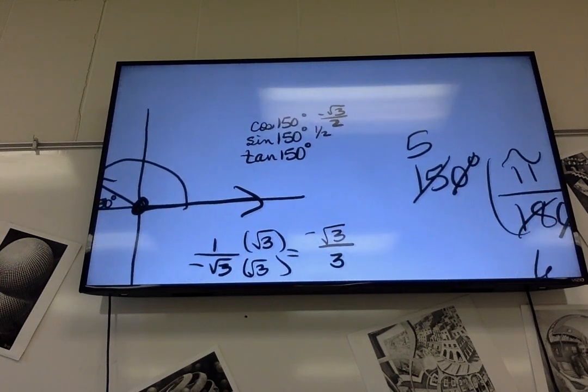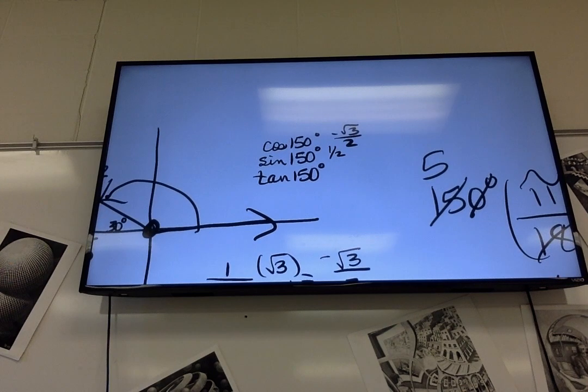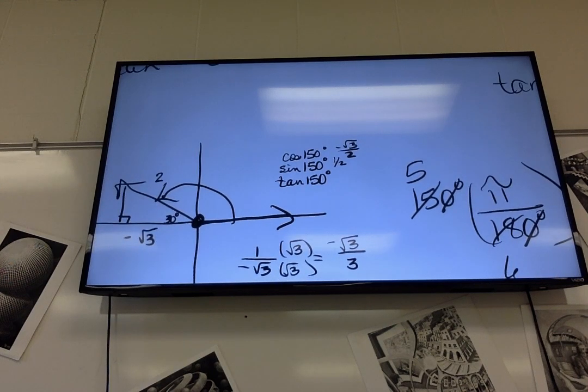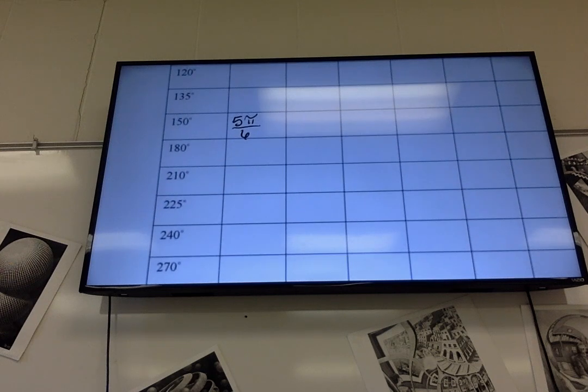Oh, I actually forgot what it was. Negative square root of 3 over 2, 1/2, and negative square root of 3 over 3.